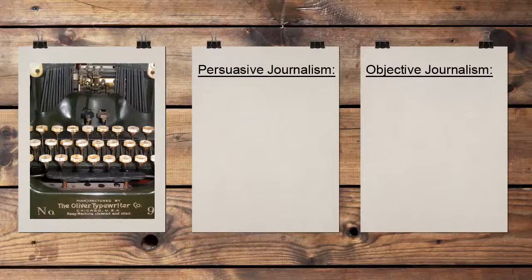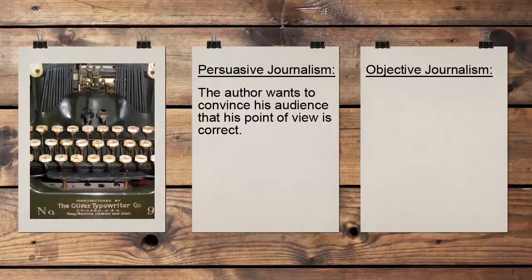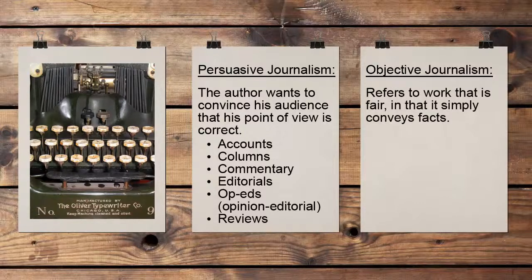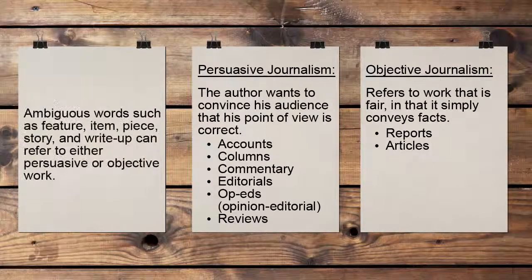In persuasive journalism, the author wants to convince his audience that his point of view is correct. Pieces that fall under this classification often are referred to as accounts, columns, commentary, editorials, op-eds, which is short for opinion editorial, or reviews. Objective journalism refers to work that is fair, in that it simply conveys facts. These items often are called reports or articles. Ambiguous words such as feature, item, piece, story, and write-up can refer to either persuasive or objective work.